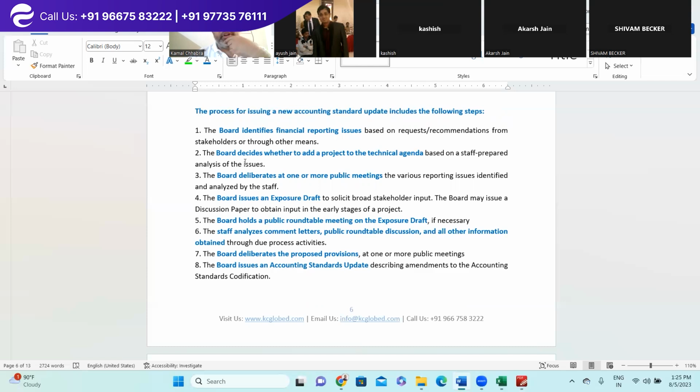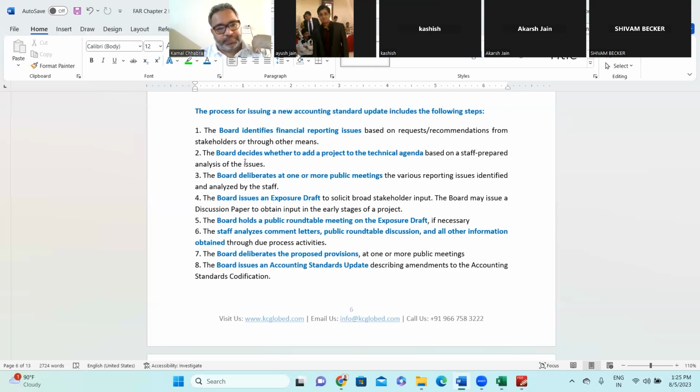And then board may issue the discussion paper also to obtain additional inputs at the early stage. Right? Once it goes to the public as an exposure draft, then the board gives some time for public to respond. Or if needed, they can hold a public roundtable meeting as well to discuss the exposure draft and take their direct input. And that also, like in most of the accounting standard codification, it is done. But sometime for ASU, which is like small modification, then it is not a mandatory procedure, right?